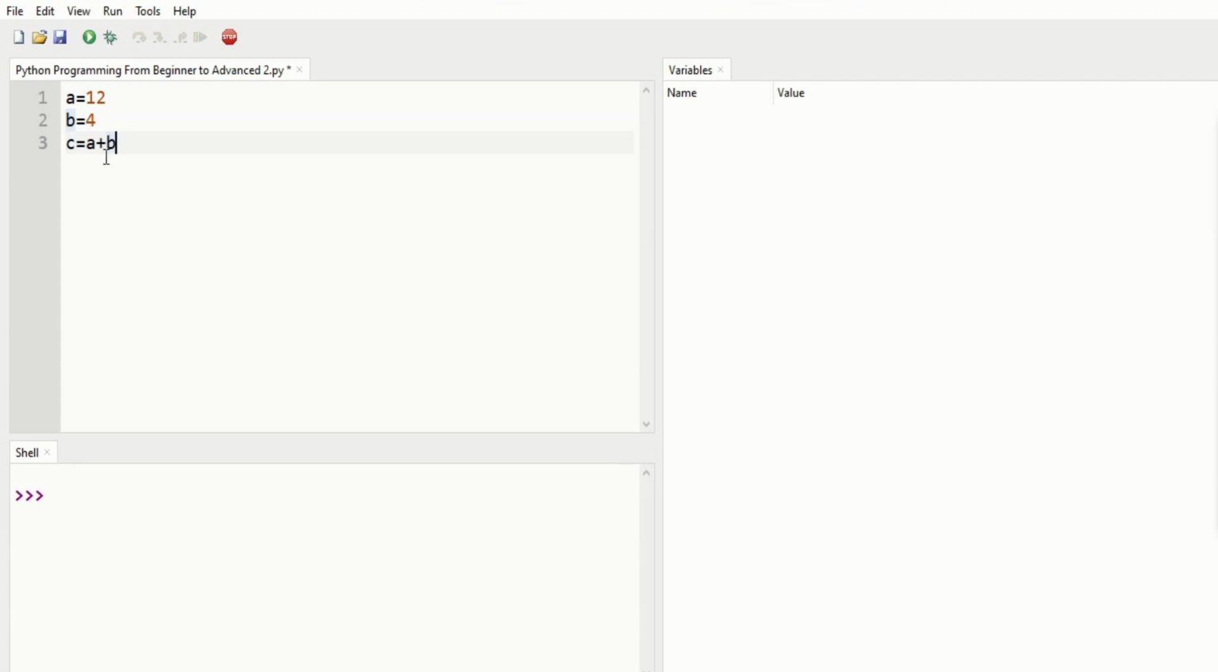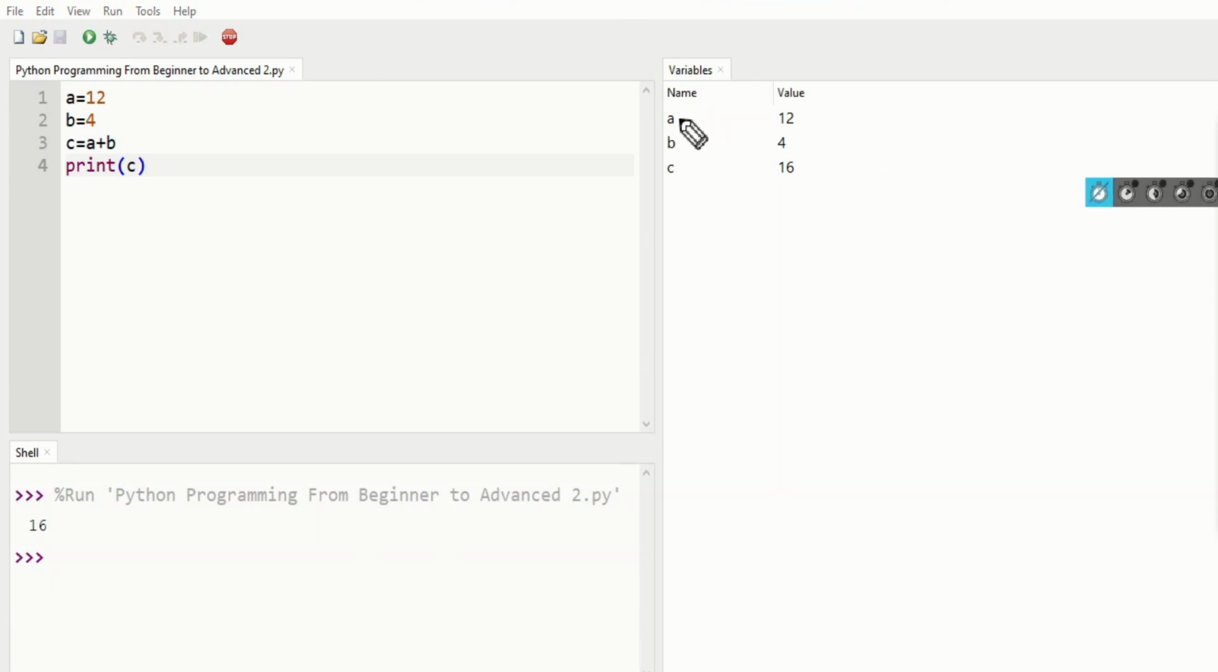However, you won't be able to see the value of c. You have to use the standard output function print. So I am writing print c and running it. And now see that here a is referring to 12, b is referring to 4, and c is referring to 16. And basically the output is here. So this program is about addition of two numbers.